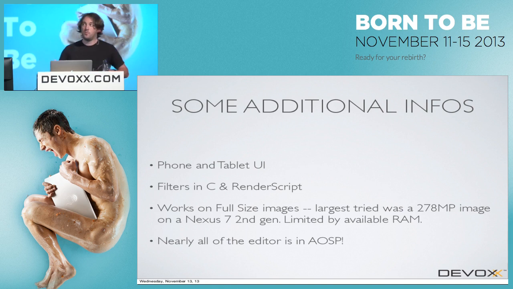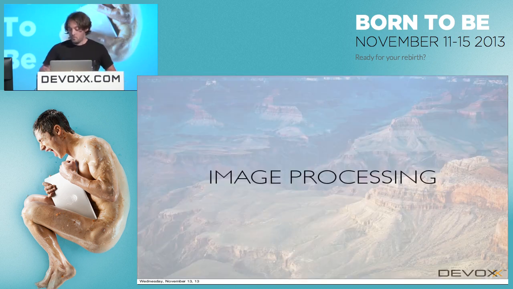It works on potentially really large images. The largest I tried was a 278 megapixel image, which might not be the most common size for images, but it just tells you that you can process images that are pretty large. And something that I'm really happy about is that we managed to get nearly all of the editor in the Android open source project. So if you want to see how things are done, you can just go and look at the source, and that's it.